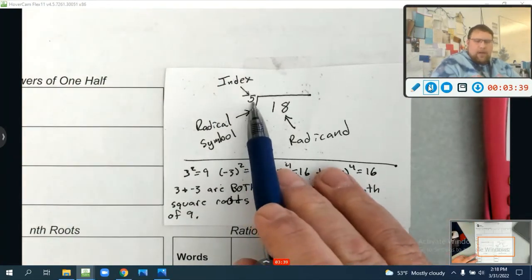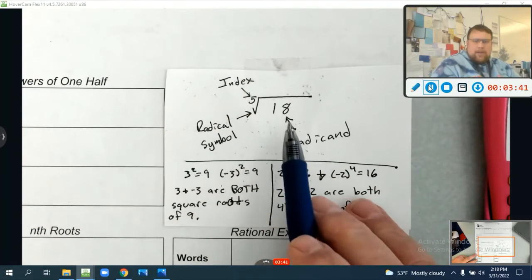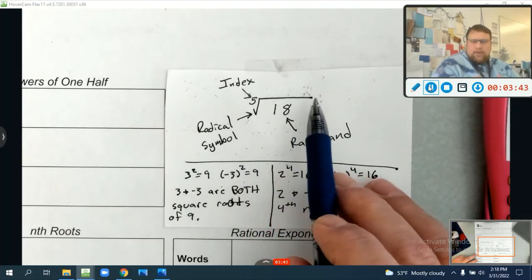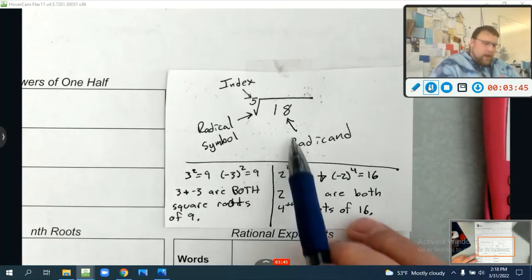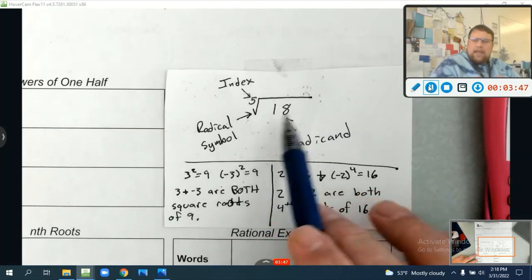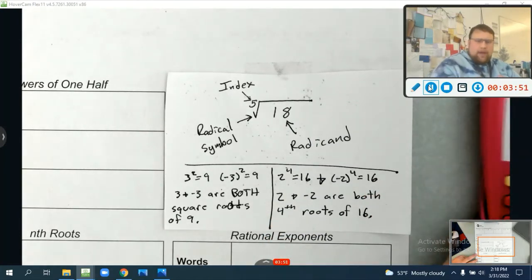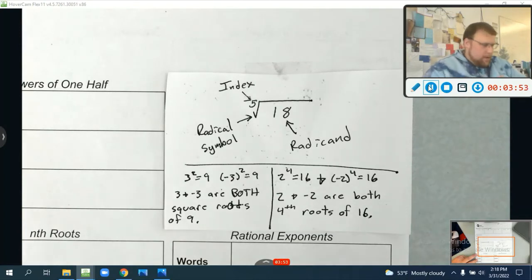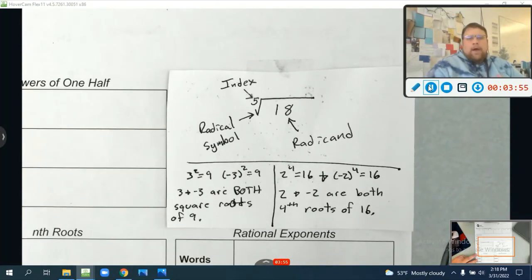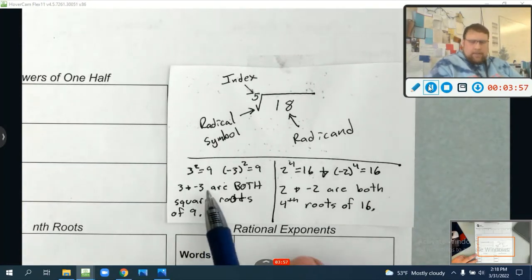So this right here is the index. Tells us what root we're taking. Then we have the radical symbol, which is the square root sign. And then underneath, the number we're taking the root of is called the radicand. So that's 3 of your vocab right there. All right, or 2 of them anyway. I think so, yeah. All right, and underneath that, I just have a couple examples I want to go through.